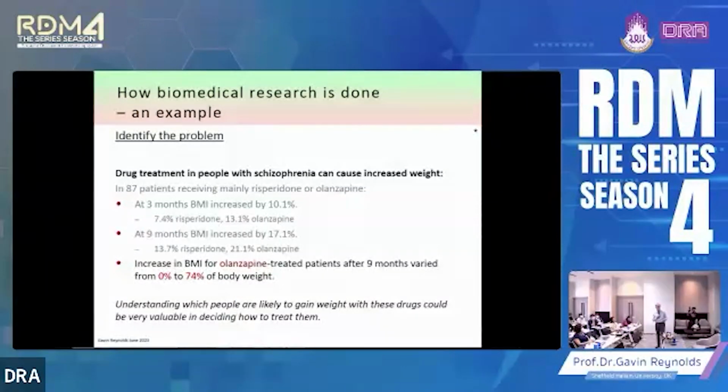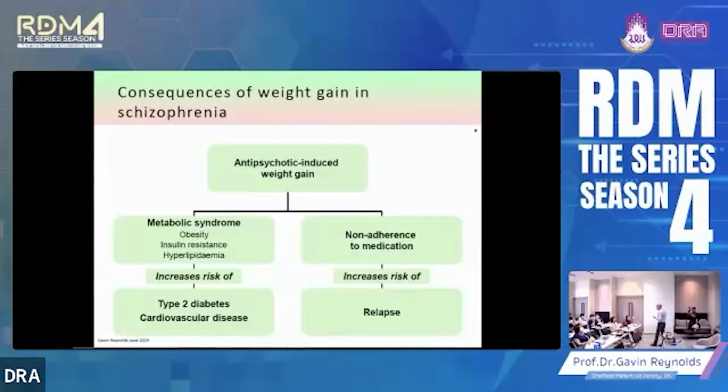for several reasons. So we want to understand why some people put on a lot of weight and some people don't. And the reason it's a big problem is seen here: on the left, we have the physical effects. We have metabolic syndrome, which is really just a name for increased obesity, insulin resistance, and hyperlipidemia, which leads to type 2 diabetes, increases risk of type 2 diabetes, and increases risk of heart disease. But that's the physical aspect. The psychological aspect, of course, is that people who are getting fat think that drugs are making them fat. They don't want to be fat, so they stop taking drugs. And that, of course, leads to increased risk of relapse and reemergence of symptoms.